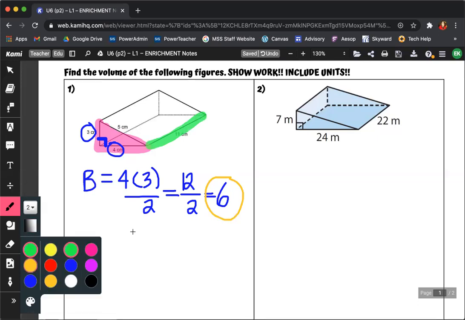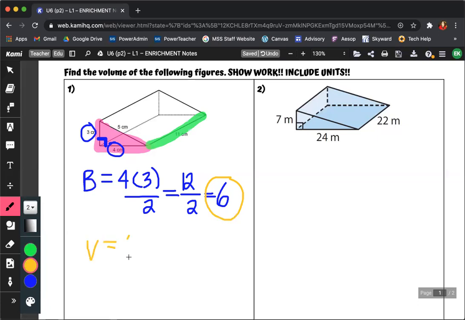So I'm going to multiply for the volume our base of 6 times our height of 11. And that gives me a total volume of 66. Our units are centimeters, and whenever we're talking about volume, it's cubed.